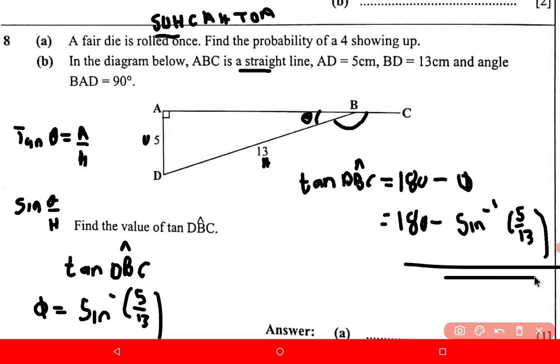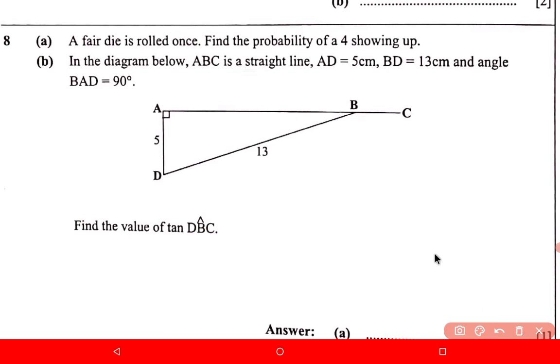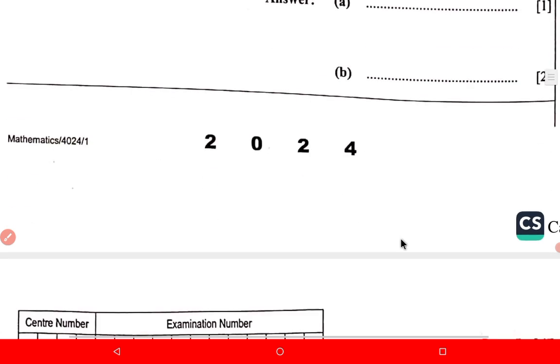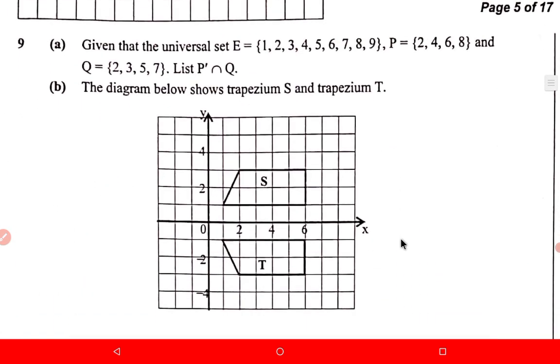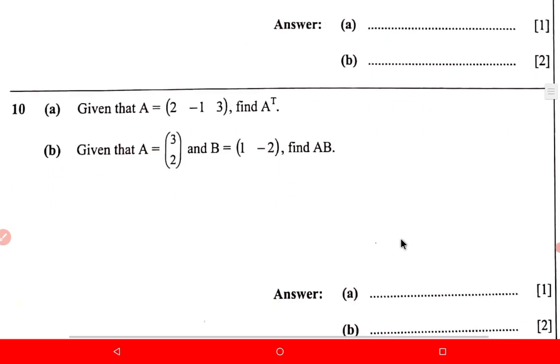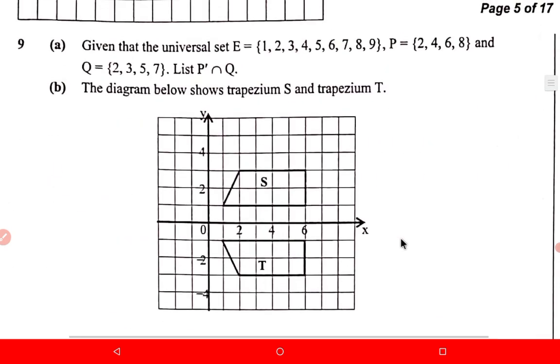Okay, so I hope to see you in my next video. We'll start from question 9 going forward. Okay, question 9 going forward. I think we can start from question 9 in the next video. So see you in my next video.